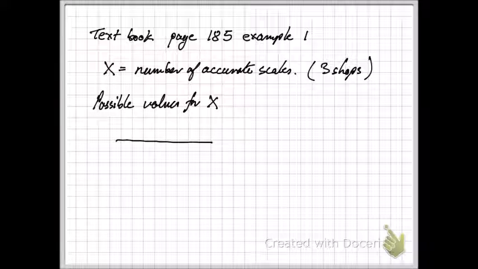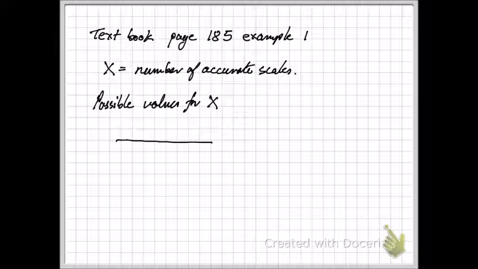Alright, now we're going to look at example 1 on page 185 of the textbook, and they're looking at some scales, and X is the random variable that represents the number of accurate scales. Actually, they're not shops, they're checkouts, aren't they? So let's just fix that up.